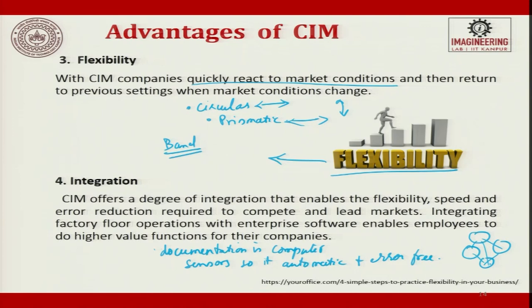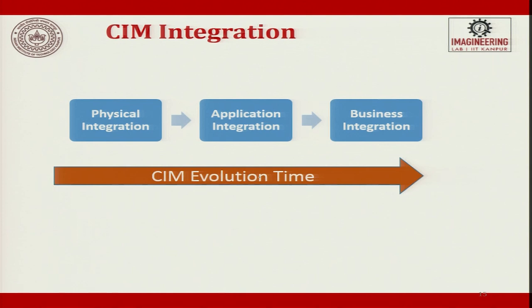So, SIMS evolution over a period of time: it first started with physical integration, then it moved to application integration. Today we are talking about business integration. Physical means a wire connection between the two. Application means where wire is not there. Today we are talking about business, which has come into existence.